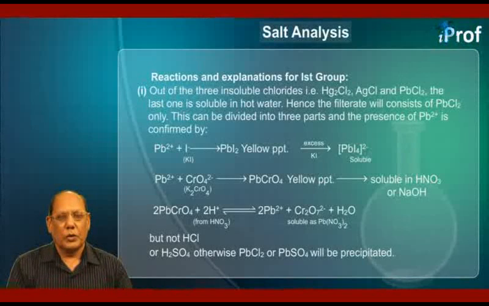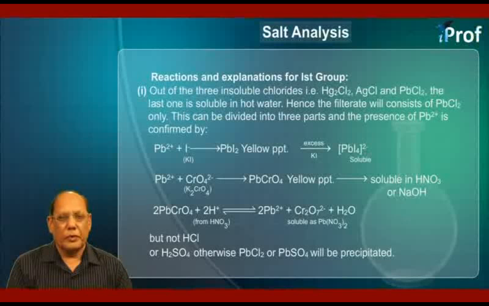But if we add potassium chromate, then lead ions and chromate ions combine to give lead chromate PbCrO4, a yellow precipitate. This yellow precipitate is soluble in nitric acid or in sodium hydroxide. The yellow precipitate of lead chromate, on dissolving into nitric acid, splits up or dissociates into two lead ions plus dichromate ions plus water.